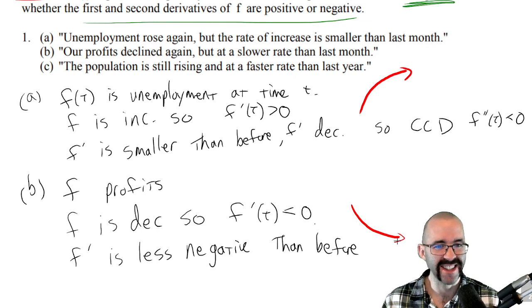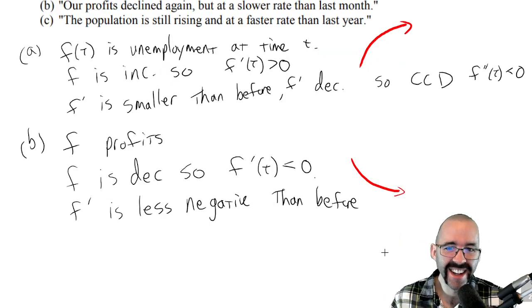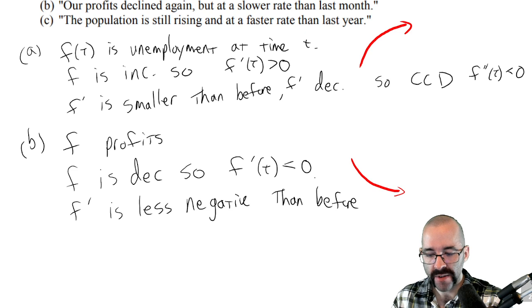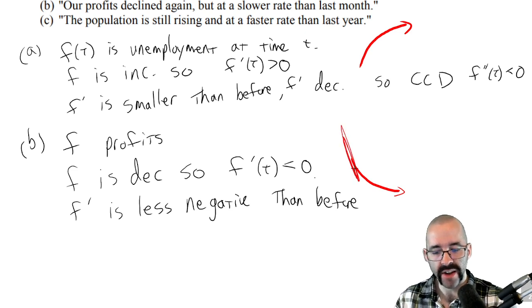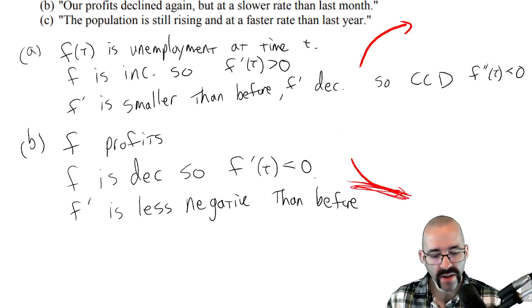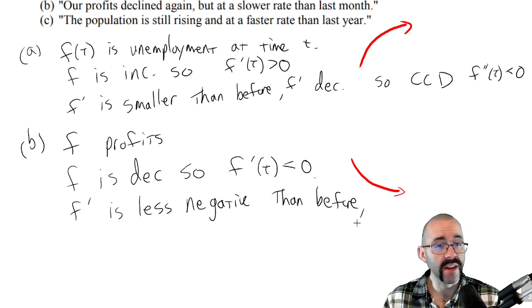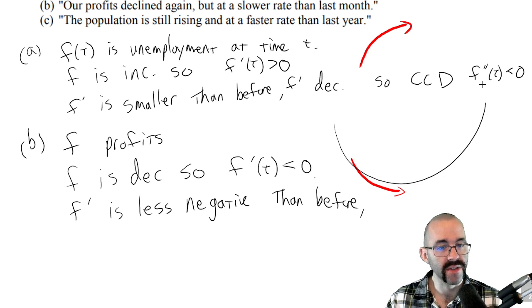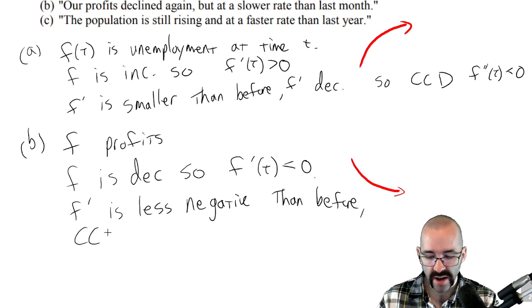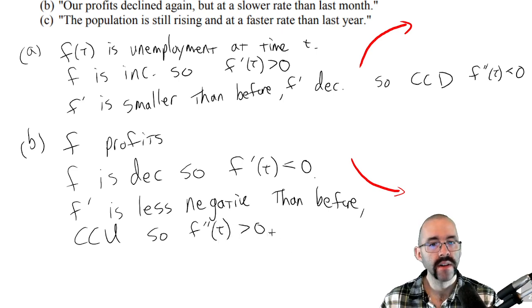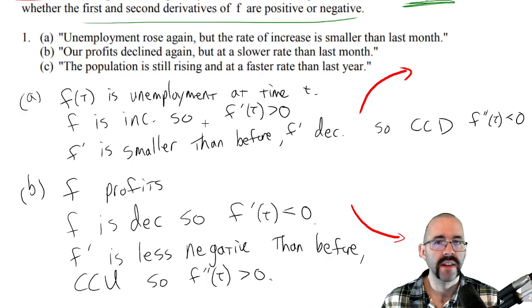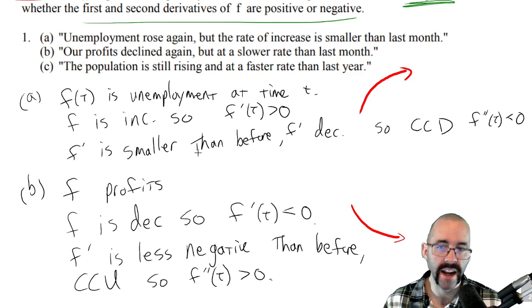Okay? Maybe I should do letter C. This one's kind of confusing. It's less negative than before, right? We started off having a big negative slope, and now we have a less negative slope. This is also concave up, right? Happy face. Concave up. So it has a positive second derivative. B is definitely trickier than A.